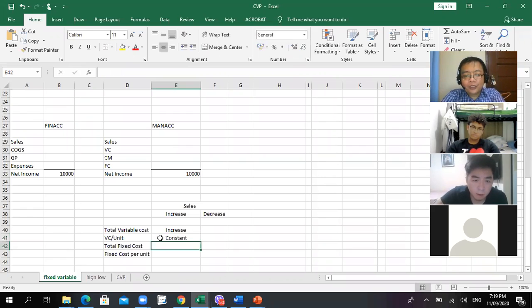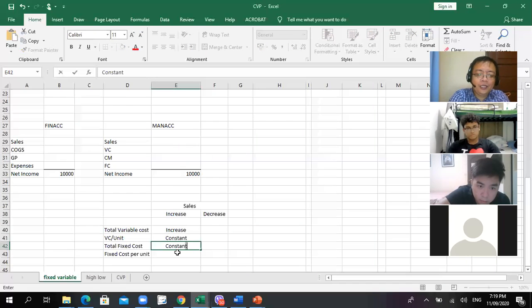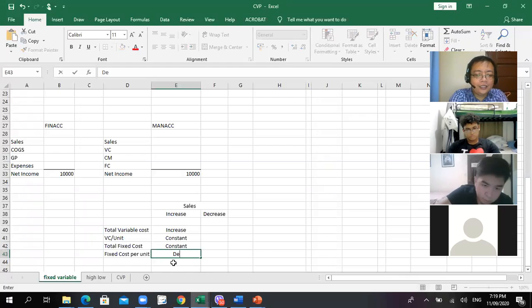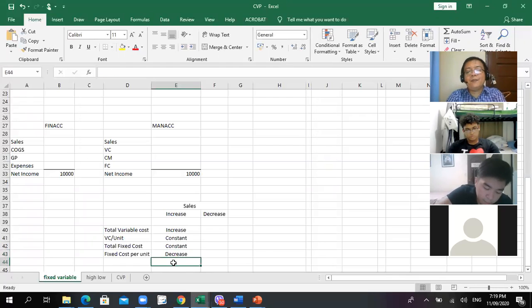How about your total fixed cost? If your sales will increase, what will happen to your total fixed cost? When sales go up, what happens to the total fixed cost? It will remain the same. How about the fixed cost per unit? It will decrease. Very good. The answer here is decrease. Later, the explanation.